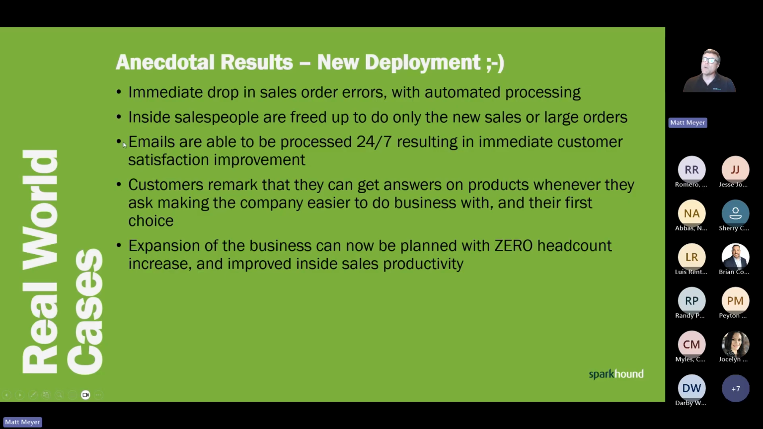Emails are processed 24/7. This is one of the bigger ones, and it got immediate customer feedback. They can send an email at 10 p.m. at night and get a response back almost immediately from the AI. Before, they had to wait until the next business day. So they're able to get information at any time, wherever they are, and that really makes them happy and really improves their customer service. The expansion of the business can now be planned with zero headcount increase because your inside salespeople are freed up from doing these customer inquiries.